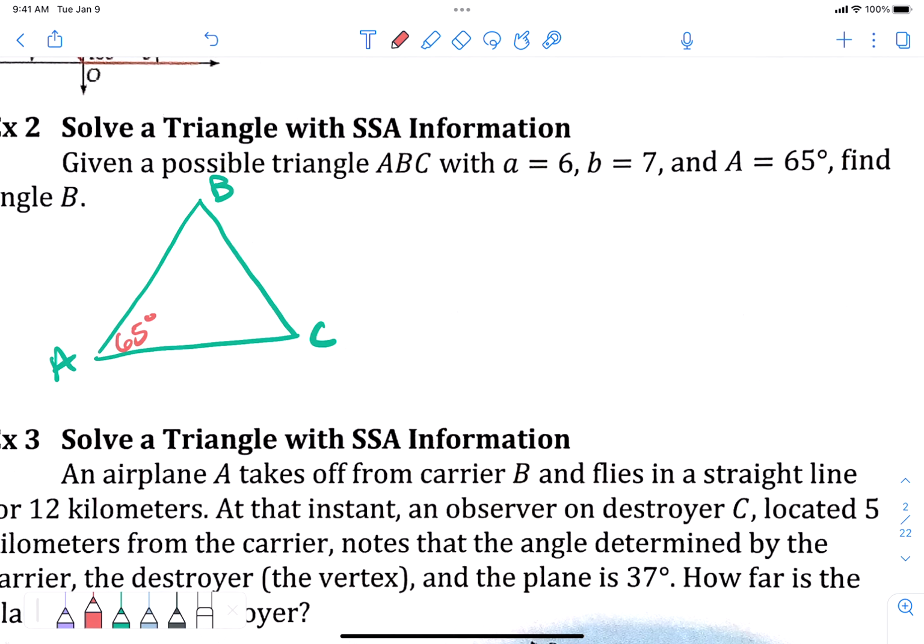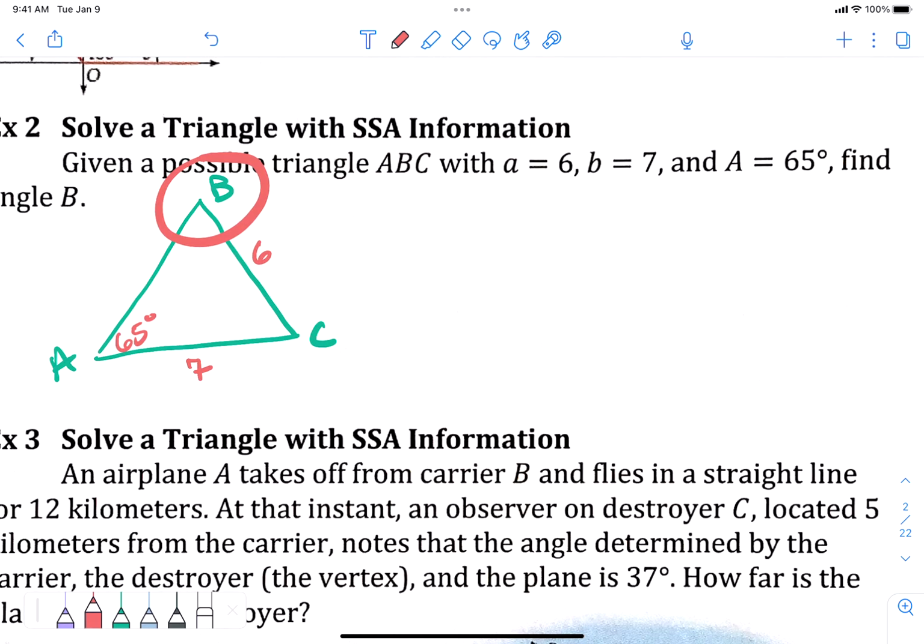Across from big A. So little a is 6 over here. Little b is where? Across from big B, which is the bottom. They are saying solve for angle B. You're at big B. Solve for angle B, okay?